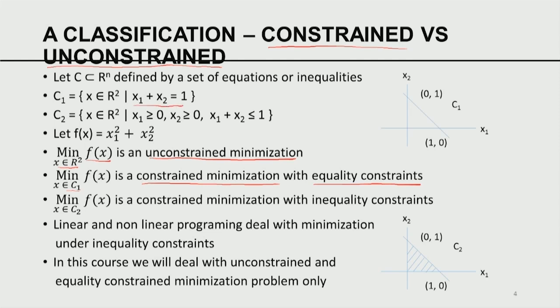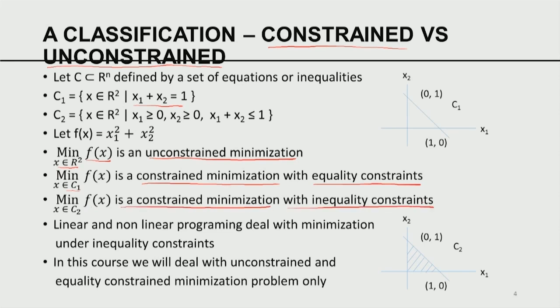X1 plus x2 is equal to 1 is an equality relation. There are infinitely many points that satisfy that equality. So I am interested in minimizing f of x not over the entire x but along that particular line. For C2, I would like to be able to minimize f of x, a constraint minimization problem.